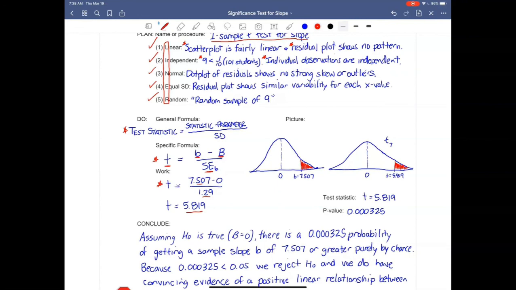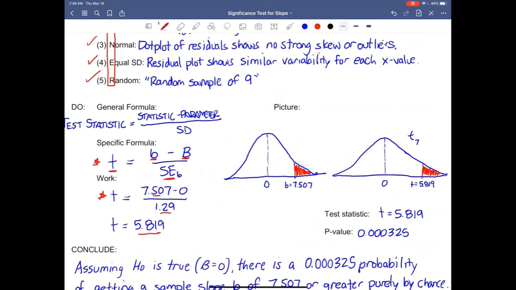Now let's check what that looks like in the picture here. And I want to try to explain why we have 2 different pictures here. The first picture is the sampling distribution of b, the sample slopes. And it is approximately normal. And we know, because we're assuming the null hypothesis is true, that the mean should be 0. Now, the standard deviation of this technically is sigma of b, which we don't know.